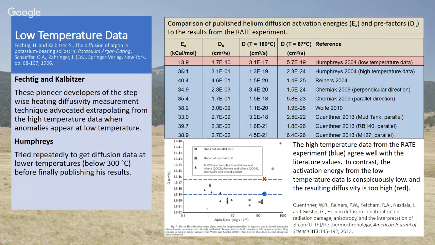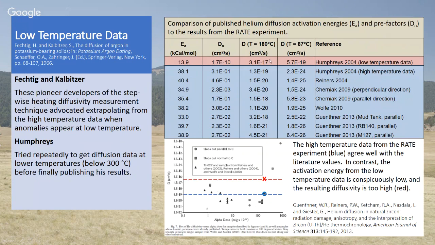Now, if I plot these two numbers, if I take this as the activation energy and the diffusion prefactor and calculate the diffusivity at 180 degrees, I get 1.3 times 10 to the minus 19th, which plots right there. So their high temperature data plots right along where you'd expect it to. If you look at what they extract from the low temperature data, it is 2.5 orders of magnitude higher. It plots way above everybody else.